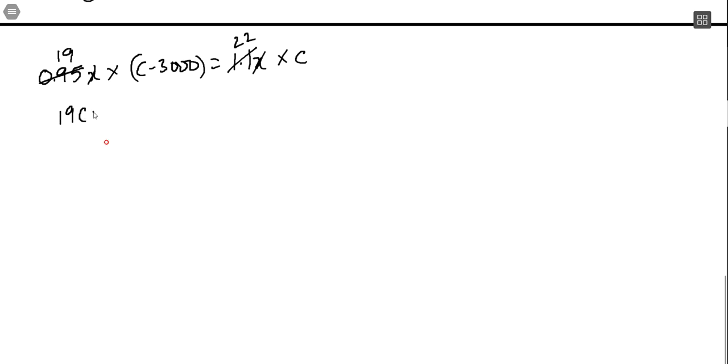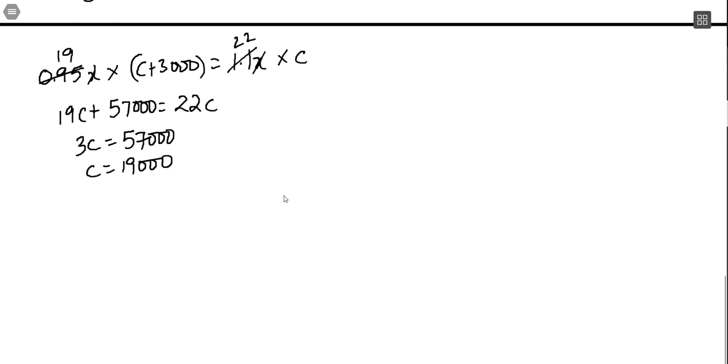So I get 19C minus 57,000 is equal to 22C. Sorry, this is not minus, this is plus. 19C plus 57,000 is equal to 22C, or 3C is equal to 57,000, or C is equal to 19,000. Okay, so effectively what we have got is C is 19,000.